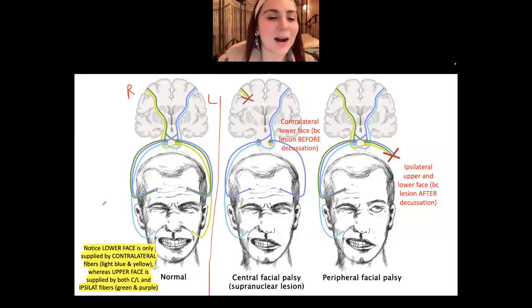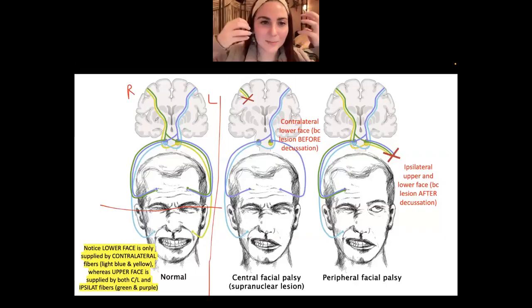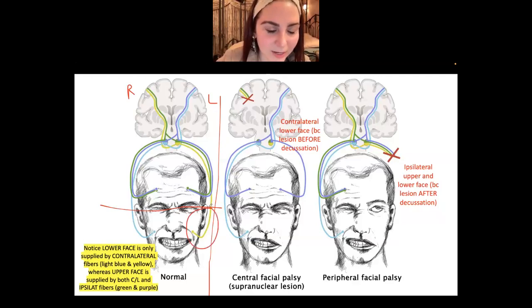So if I look at the lower face, let's break the face in half. The lower face is only supplied, and that's what I wrote here, by contralateral fibers. They tried to color code. You have a cranial nerve 7 on the left and a cranial nerve 7 on the right. We're talking about cranial nerve 7 on the right. It's going to cross, that's this yellow color, and go over here and innervate the lower left side. This light blue is your cranial nerve 7 on the left, it's going to cross and innervate the lower right side. Okay?